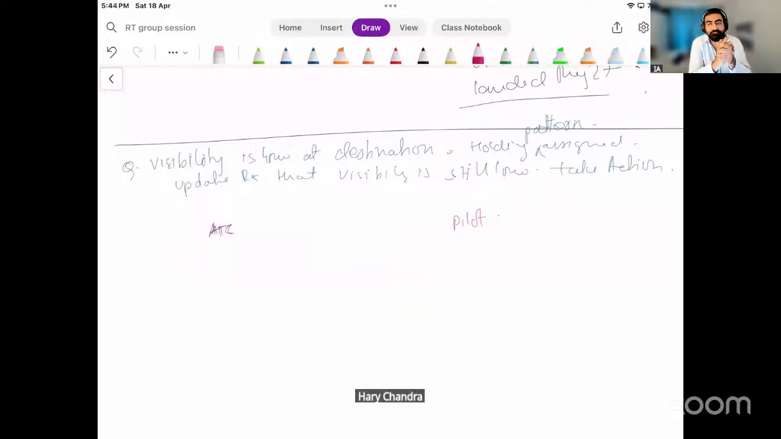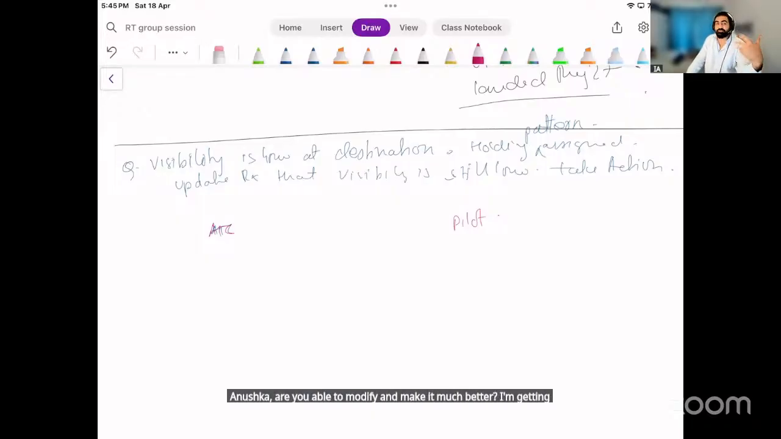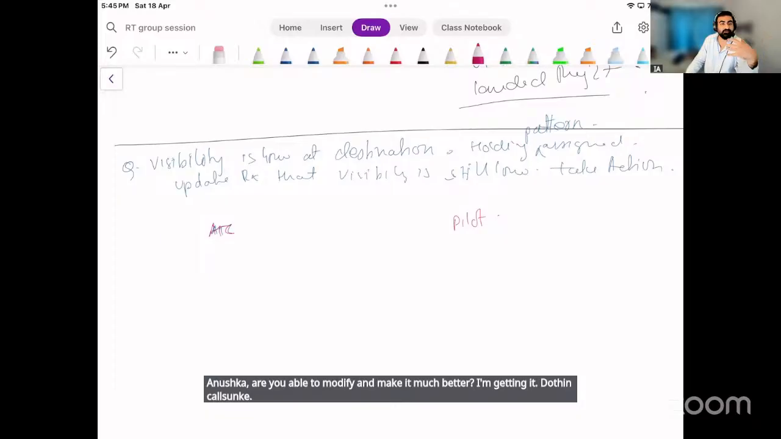Harichandra, try. Delhi control, Victor Tango Romeo Golf Whiskey on holding pattern. Visibility still below. Divert to nearest aerodrome. Okay. Anushka, are you able to modify and make it much better? I'm getting it. After hearing two or three calls, I'm getting it, it's coming automatically what to do. Are you getting the vibe? Anybody getting the vibe? Farhan, be in sync. Dhruv, be in sync. Please go ahead.